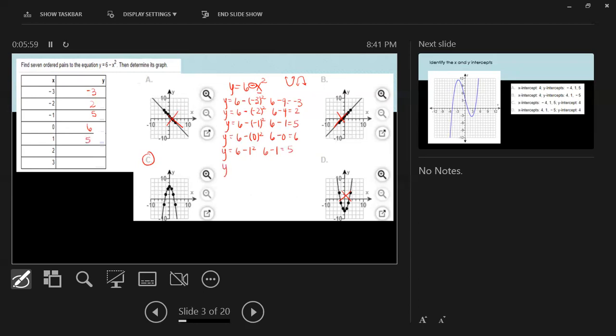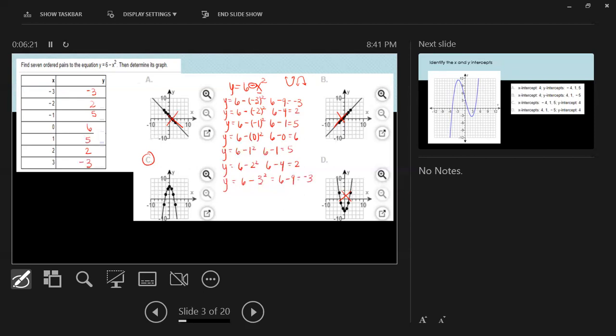And then we have y is equal to 6 subtract 2 squared. So that would be 6 subtract 4 because 2 squared is 4. That would give you +2. And then we have y is equal to 6 subtract 3 squared. And that will be 6 subtract 9, which is equal to -3.